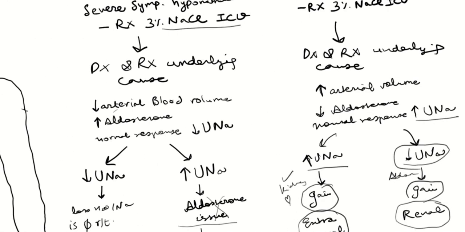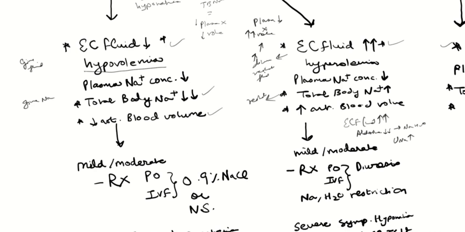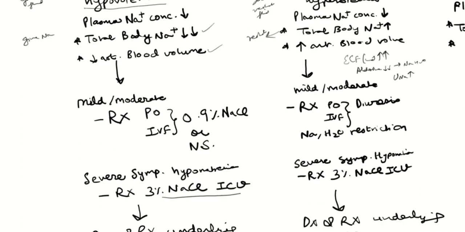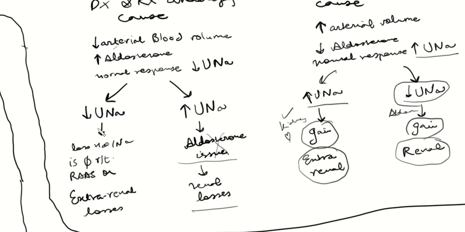We actually looked at it logically. Don't try to learn this. Look at it logically. If it's hypovolemia, it's less fluid. Aldosterone's going to kick in, absorb sodium, less urine sodium. So for hypovolemia, I am expecting less urine sodium if my kidney is working. If my kidneys are working, it's outside the kidney or extrarenal where the problem is, right?